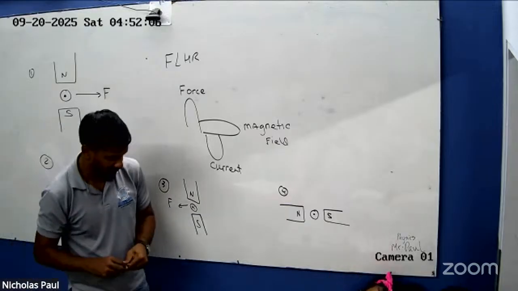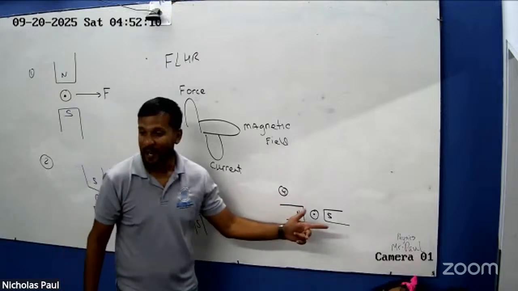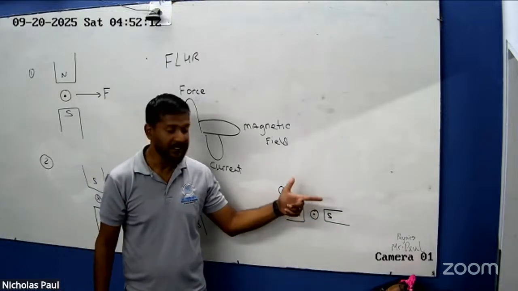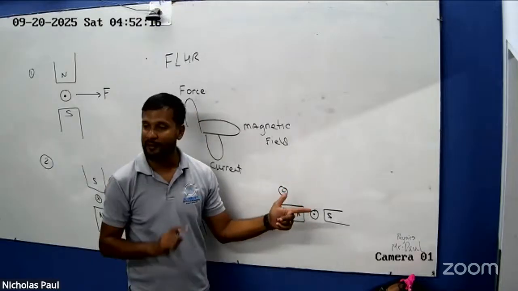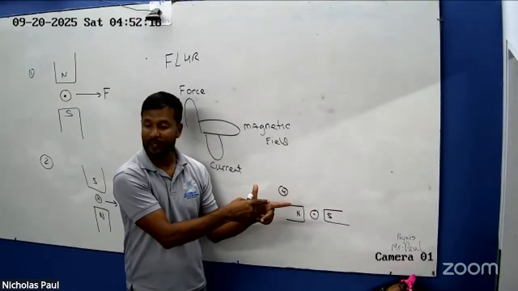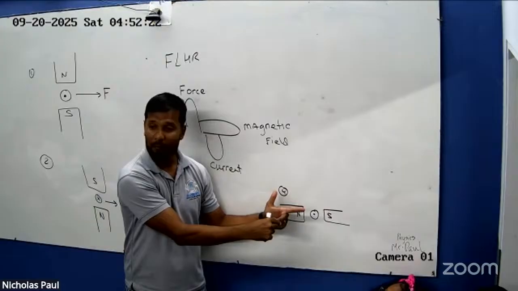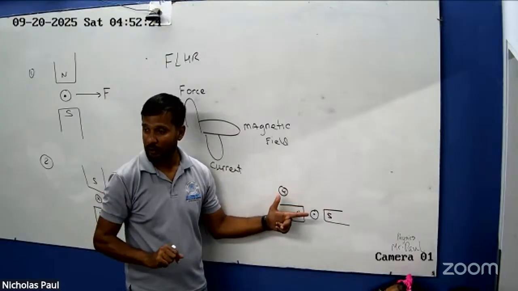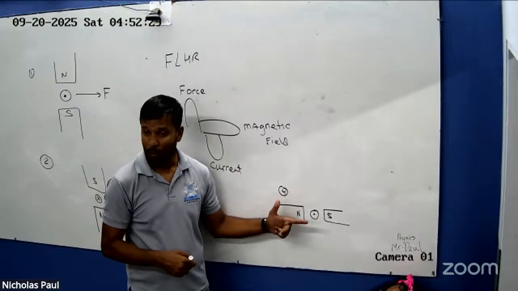Next. Watch here. North to south. Magnetic field, north to south. That means my first finger is pointing north to south, and my middle finger pointed out. So my thumb points upward.